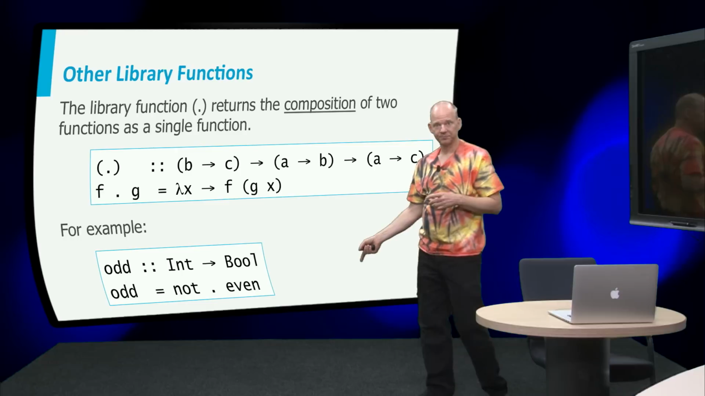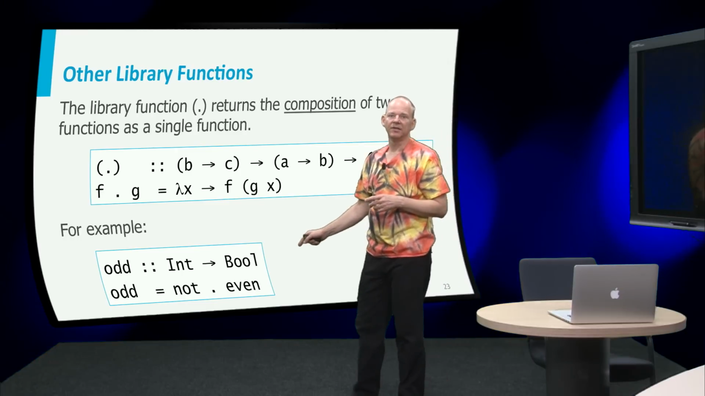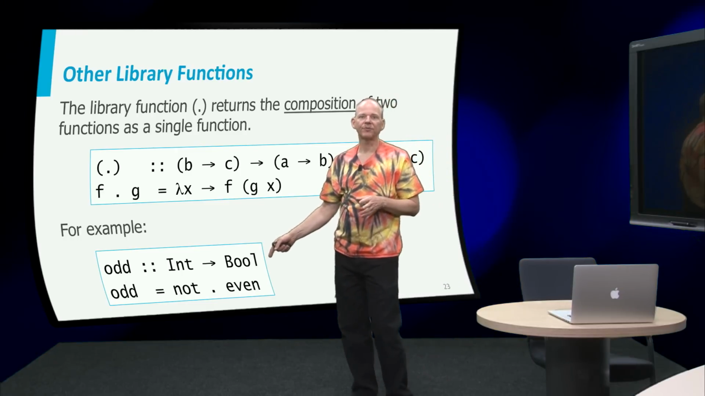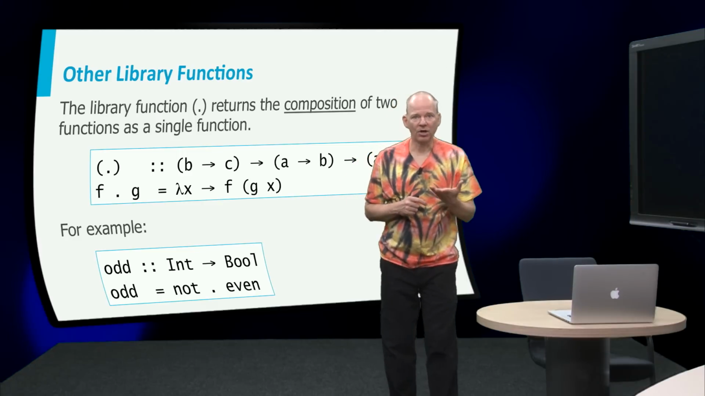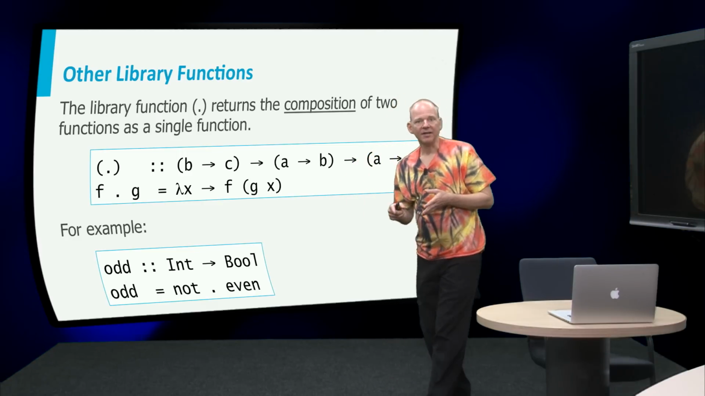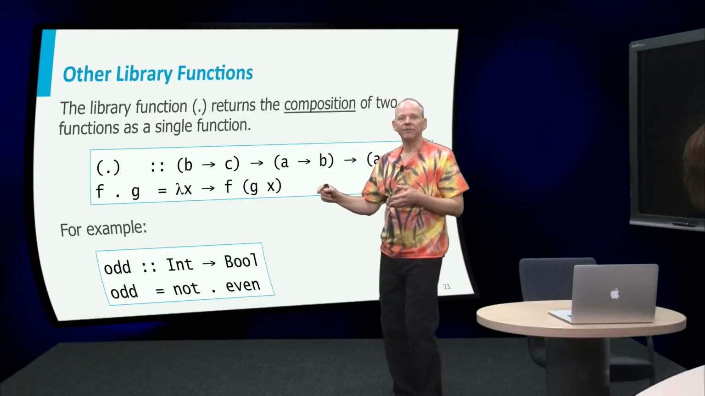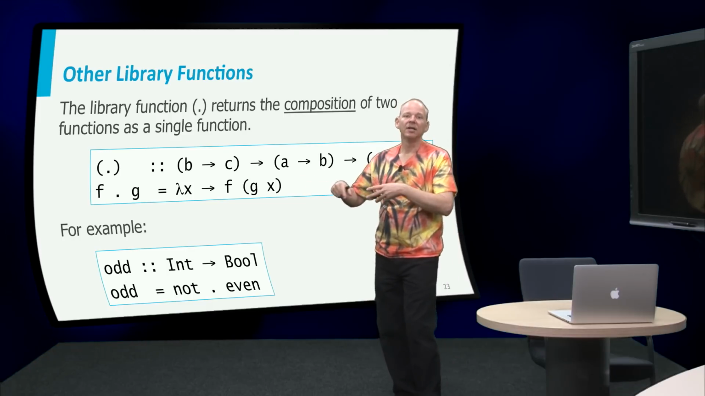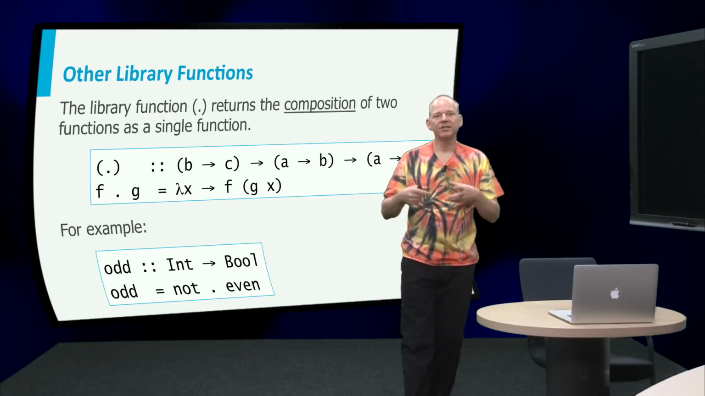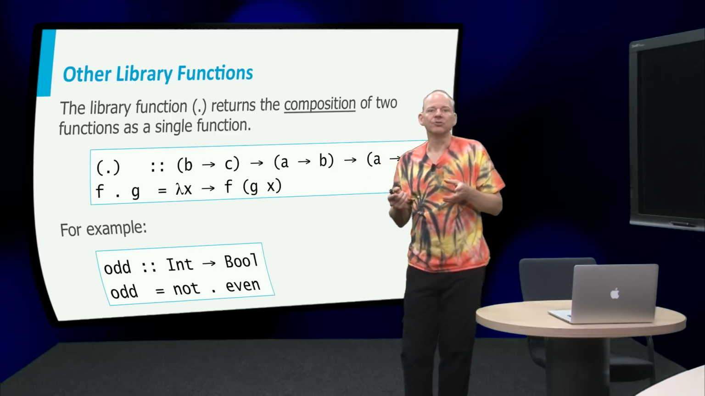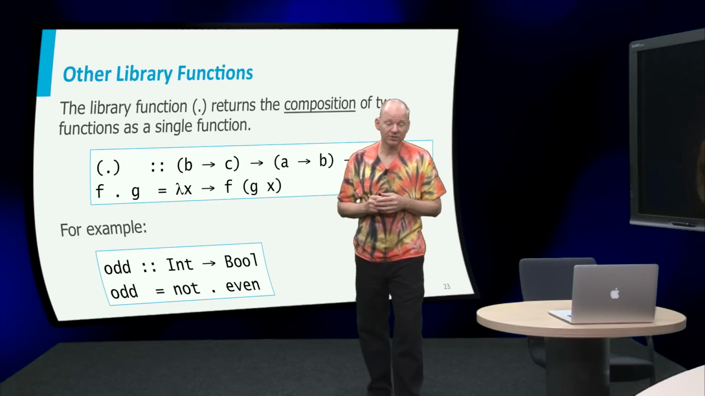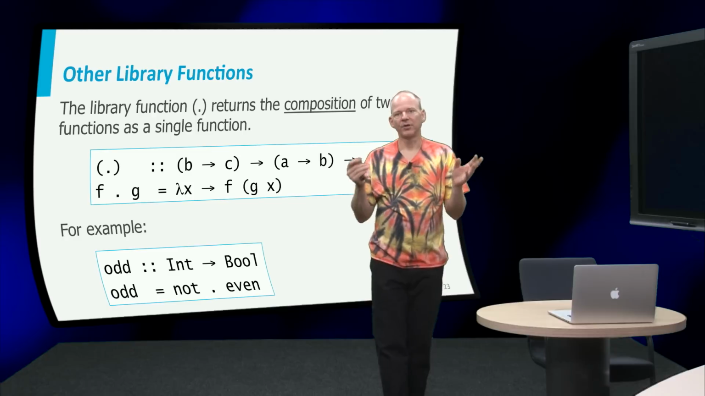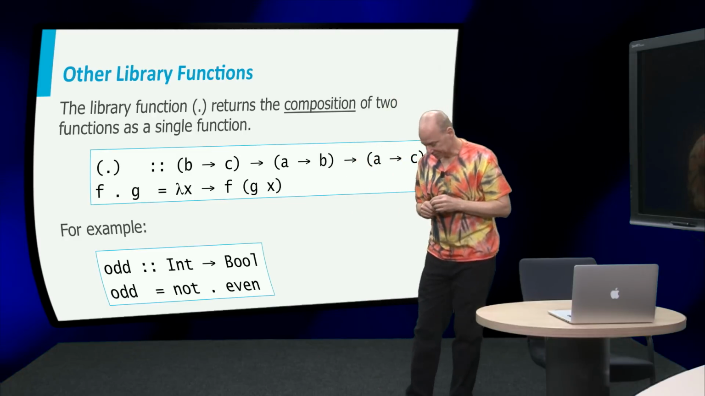And this definition here, this is what people often call point-free style. Because the other way we could write odd would be lambda x, not of even of x. But now we have a lambda and parentheses, so that's a little bit verbose. And a lot of functional programmers prefer to use function composition to remove all the lambdas and the parentheses.